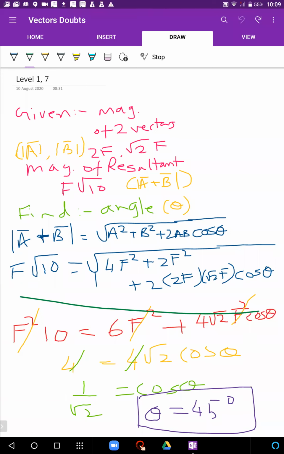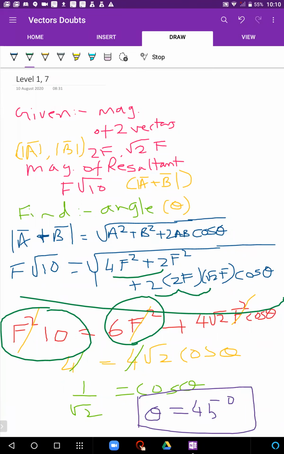अच्छा, what do I do with this equation? There's a root on both sides. It's not easy to work with. Square both sides. Get rid of that root. When you square both sides, f root 10 becomes f square into 10. Right hand side, 4f square plus 2f square becomes 6f square. And then this 2 into root 2 becomes 4 root 2, and f into f cos theta becomes f square cos theta.